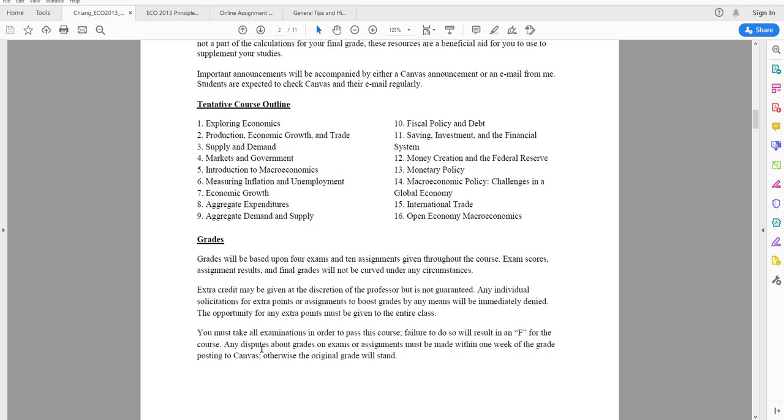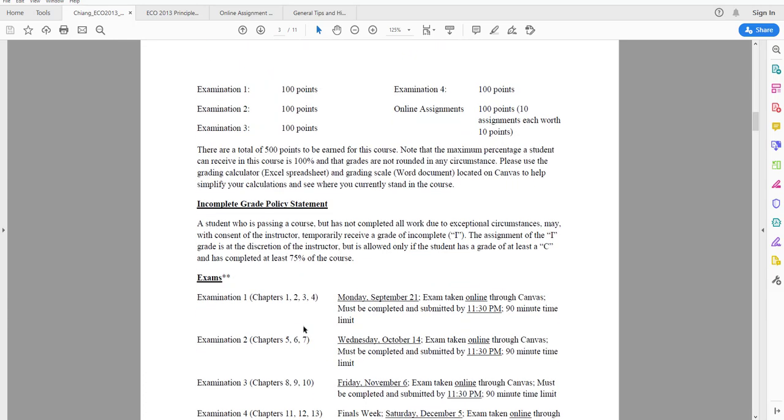If you do have any disputes about your grades on exams or assignments, they have to be made to me within 1 week of the grade posted in the Canvas. If that deadline passes, the original grade will stand. So do be aware of that.